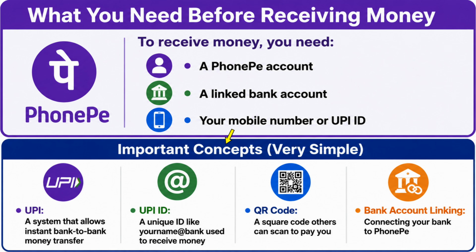Now we will see the important concepts. What is UPI? UPI is a system that allows instant bank-to-bank money transfer. What is UPI ID? UPI ID is a unique ID like your name at bank used to receive money. What is QR code? QR code is a square code others can scan to pay you. What is bank account linking? Connecting your bank account to PhonePe.